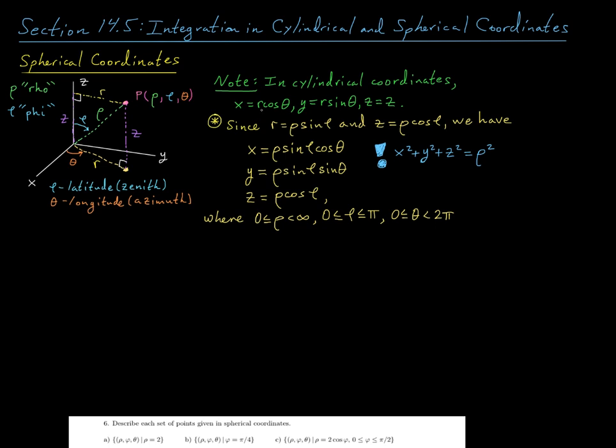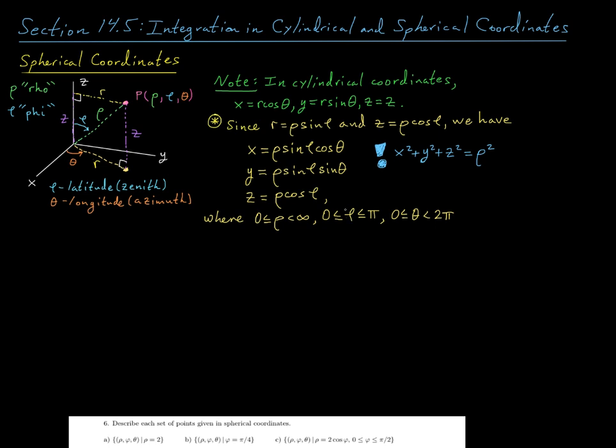And so now if I replace r with rho sine phi in these polar equations for x and y, I'll get that x is rho sine phi cos theta, y is rho sine phi sine theta, and then from this equation we have that z is rho cos phi. And then we have these restrictions on rho, phi, and theta, namely that rho is a non-negative value, right? That's just describing our distance from the origin.